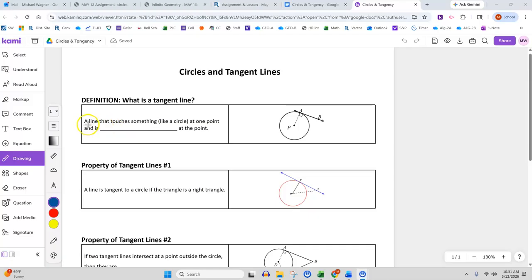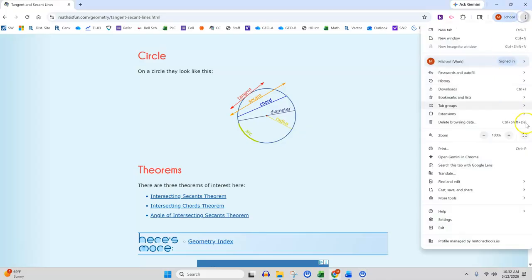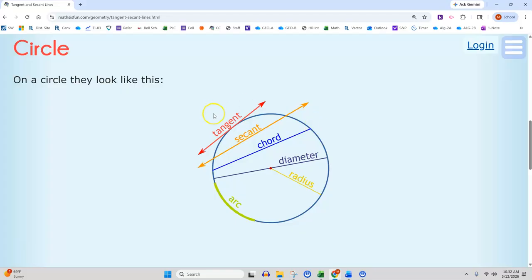And what is that? Well, it's a line that touches something like a circle at one point. Here I show you a picture of a circle, and we already know about some of these. Let me make this a little bit bigger here. There we go. A diameter is a chord that goes through the center of the circle. A radius goes halfway, from the edge of the circle to the middle.